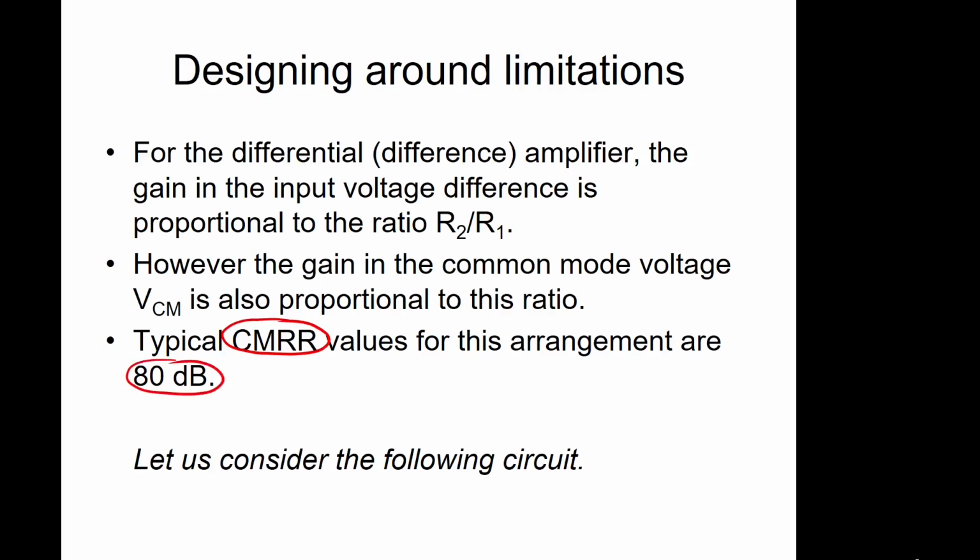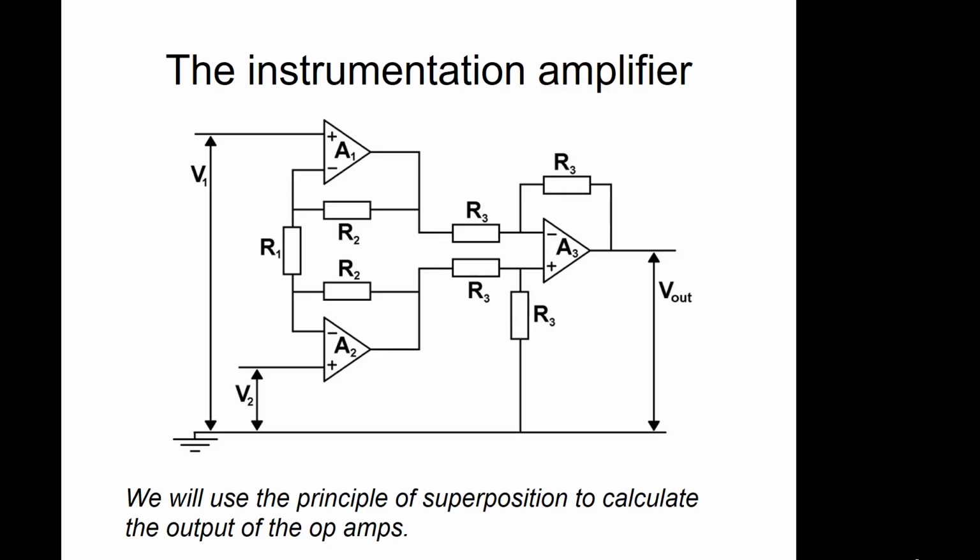So what we'll now do is consider the following circuit. In this circuit, we've got three op-amps, which we've labelled as A1, A2 and A3, and we've got them configured with these resistors. This is known as an instrumentation amplifier. And the idea is it's going to amplify the difference between the two input voltages V1 and V2.